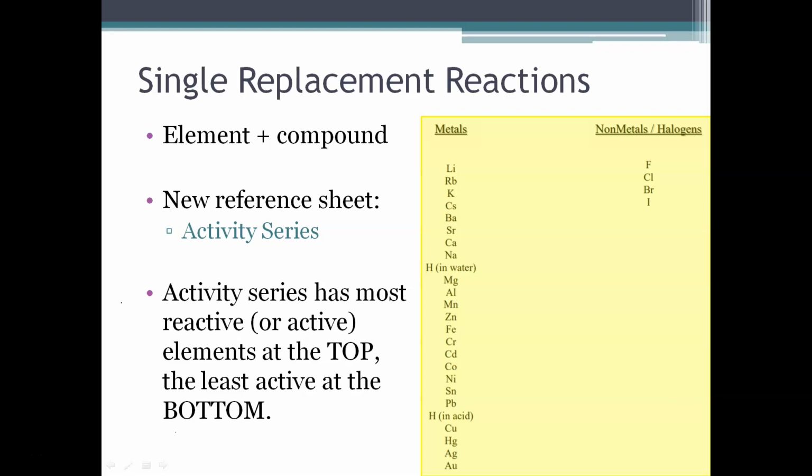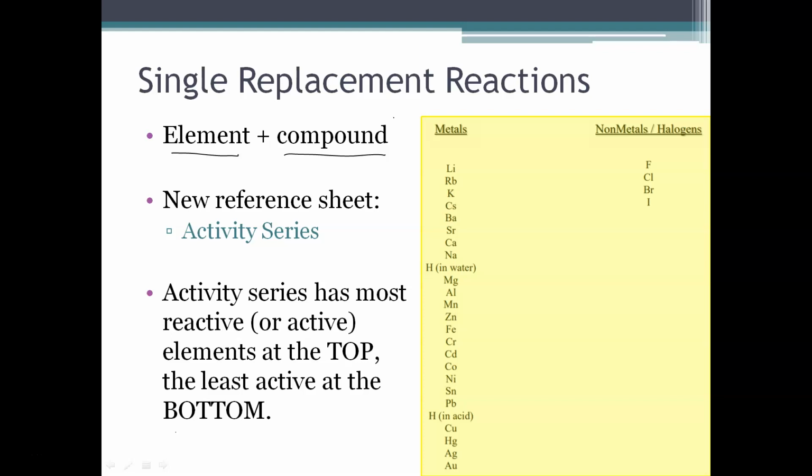If you remember, a single replacement reaction is simply a single element plus a compound. Most single replacement reactions look very similar. You're looking for that single element plus a compound. Anytime you see that and categorize it as a single replacement, you want to use your new reference sheet called the activity series. It should be yellow, and I have a copy of that on the screen here for you to take a look at.